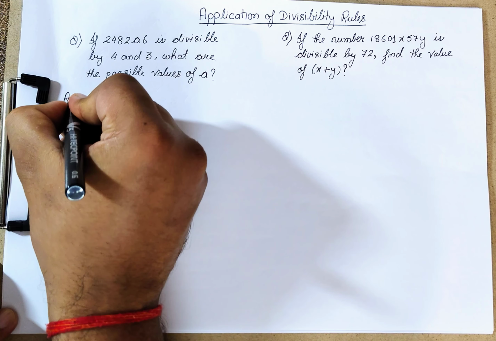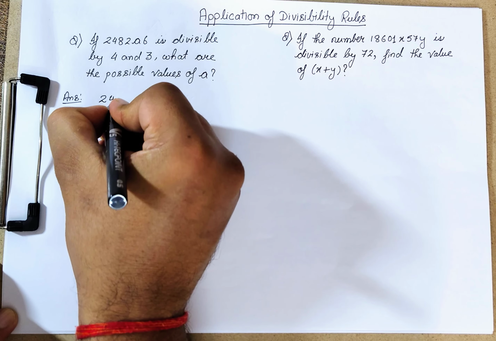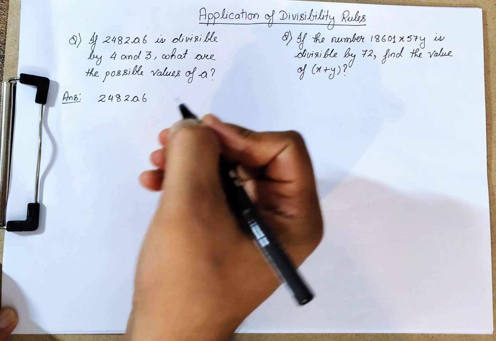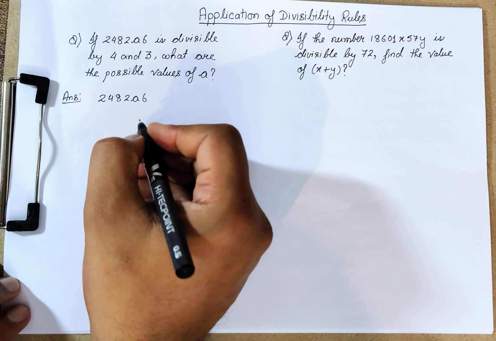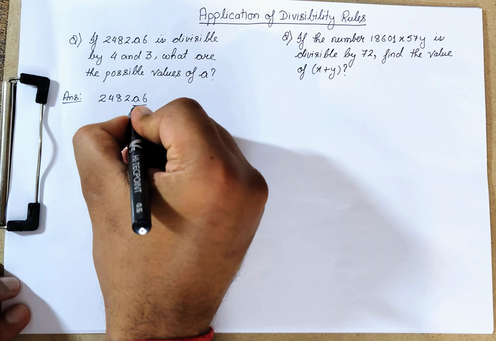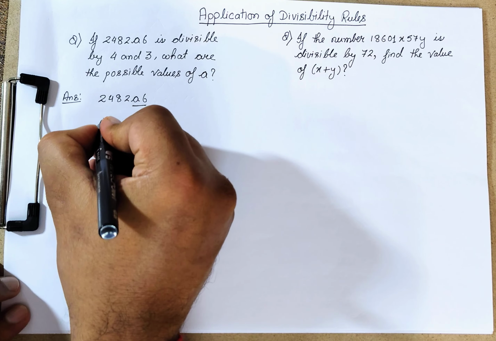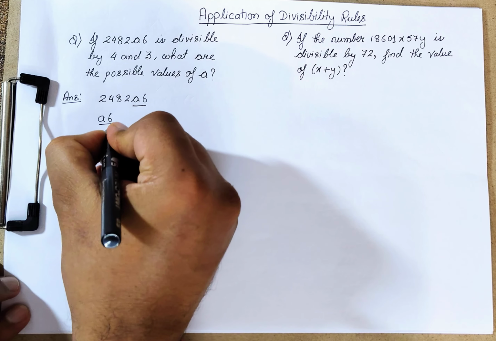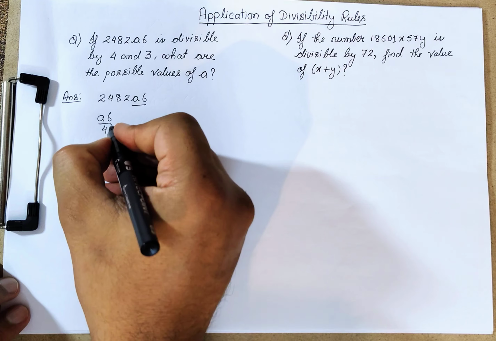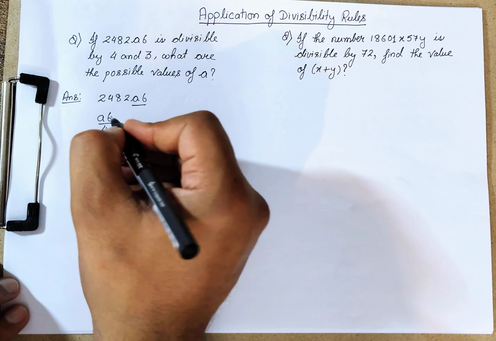So the given number is 2, 4, 8, 2, A and 6. Now we know that for a number to be divisible by 4, the last two digits must be divisible by 4, right? So we can take A6. This should be divisible by 4. Now what are the possible values of A for which this number will be divisible?